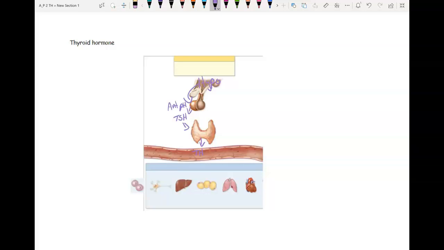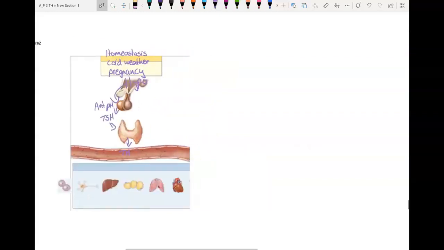It does so for a few reasons. One is to maintain homeostasis. You also get more thyroid hormone in response to cold weather and as part of pregnancy. So the main idea of thyroid hormone is it controls your metabolic rate. This is how fast you convert food to energy.